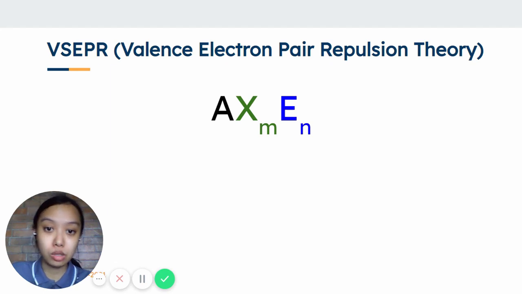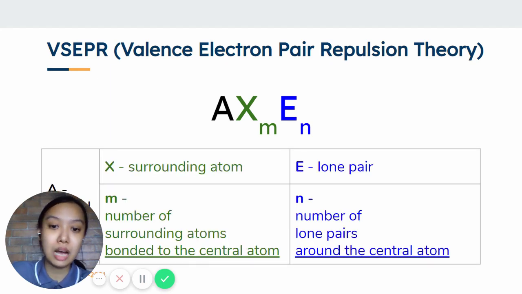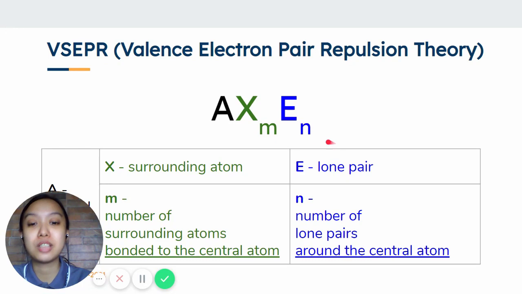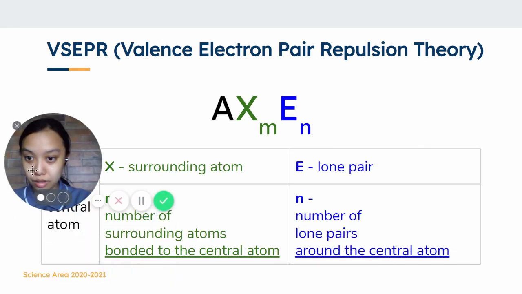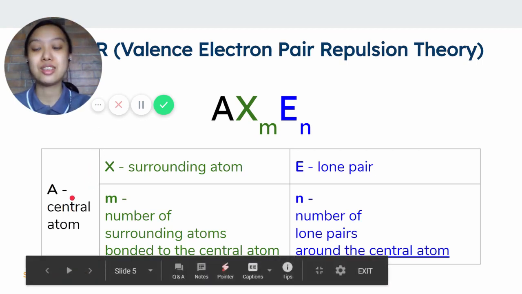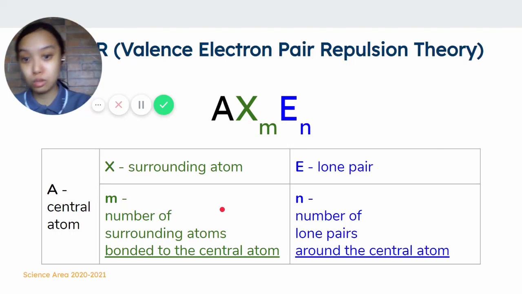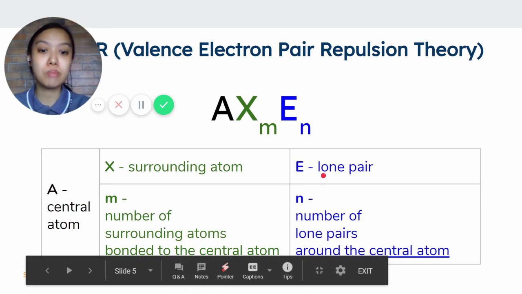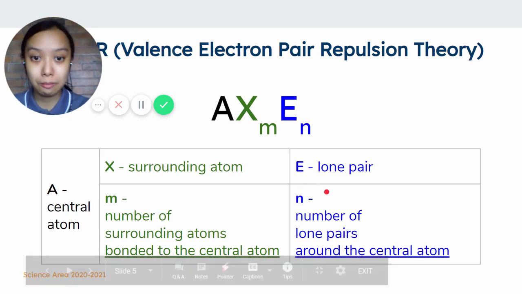So first, we have to follow our configuration. We will call this your AXmEn configuration. A is your central atom. X is the number of atoms that are bonded to the central atom. We're going to talk about that a little more later on. And then the subscript for E would be the number of lone pairs around the central atom.